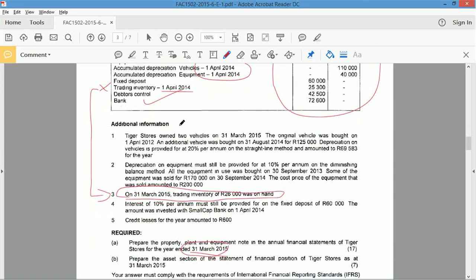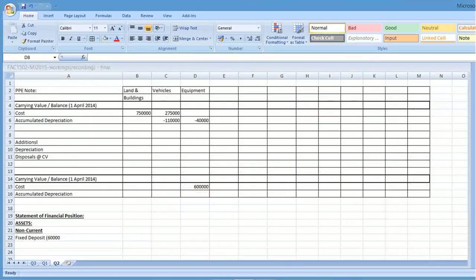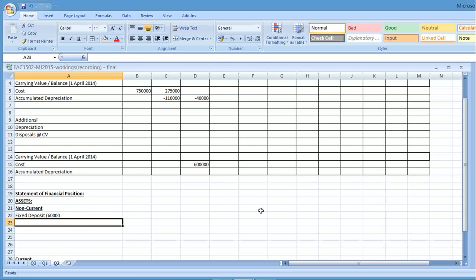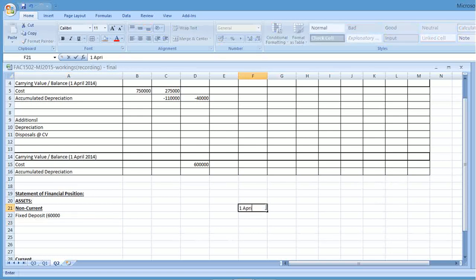Now we need to look at the additional information. Number 1 says Tiger owned 2 vehicles on 31st of March. The original vehicle was bought on 1st April. As soon as I see more than one date in a question, that tells me I need to draw up a timeline. Right, so I need opening and closing dates for my vehicles. So I know the opening date was 1st of April. And I know the closing date was 31st of March. Okay, this is obviously for 2014, 2015.